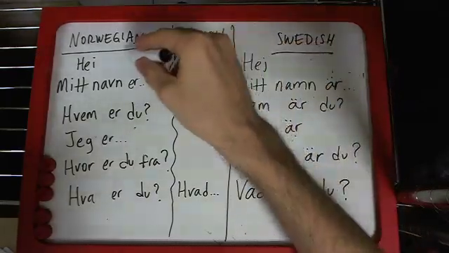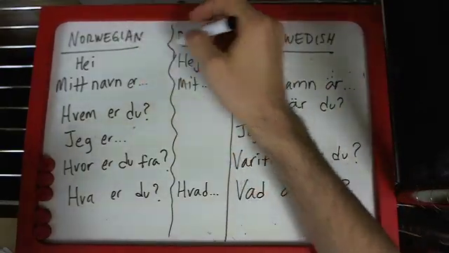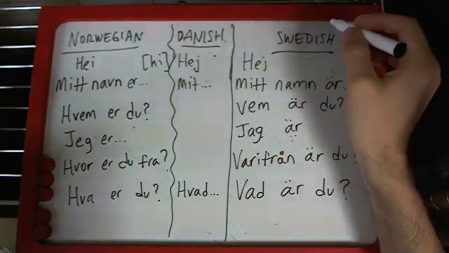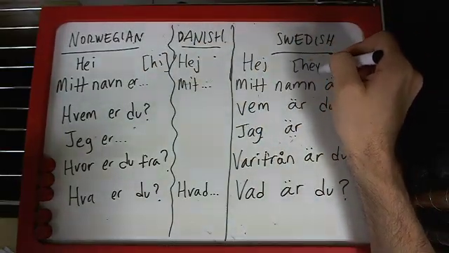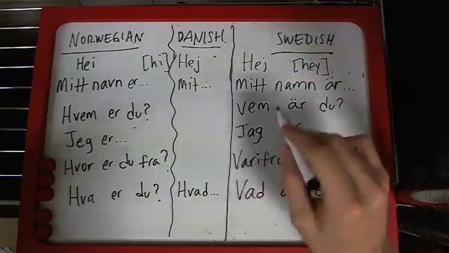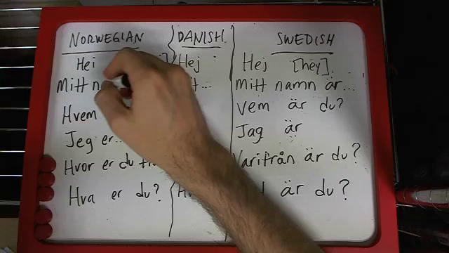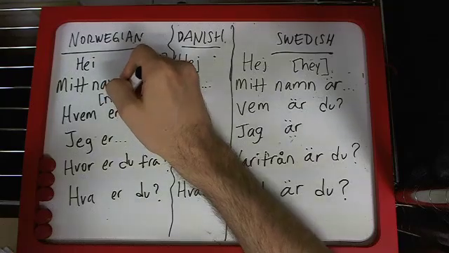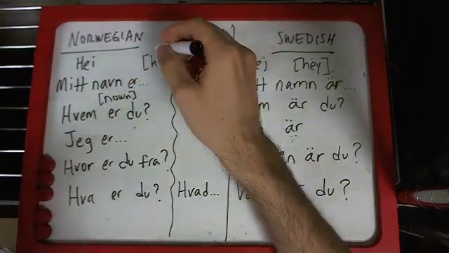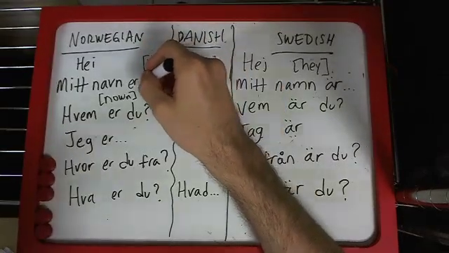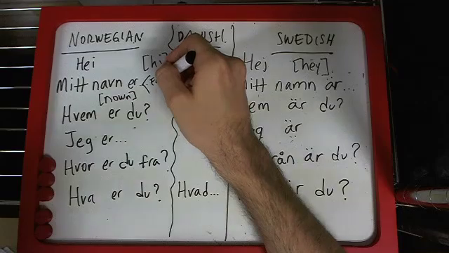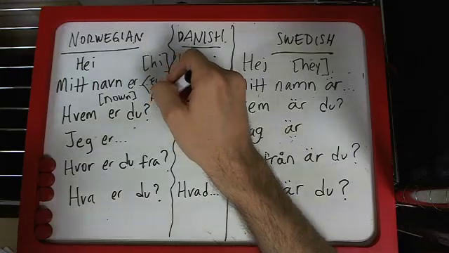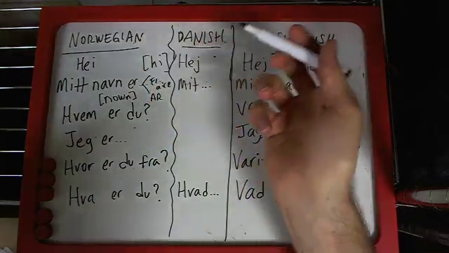So just to go through this, Norwegian and Danish, it's both pronounced hi, although the spelling is different. In Swedish, it's hey. Okay, my name is Mitt navn. This is kind of pronounced like this, navn. And in the Norwegian, like I said, sometimes it's pronounced like the French R, sometimes it's pronounced like a strong R. I don't know which is correct or more standard.